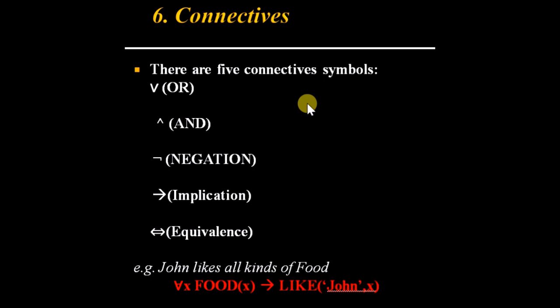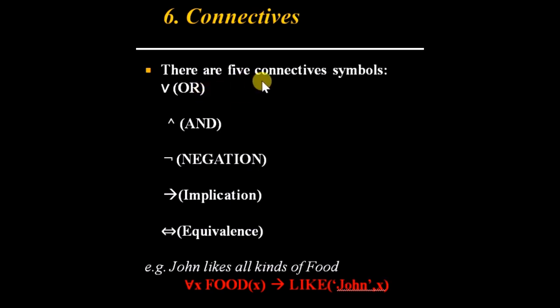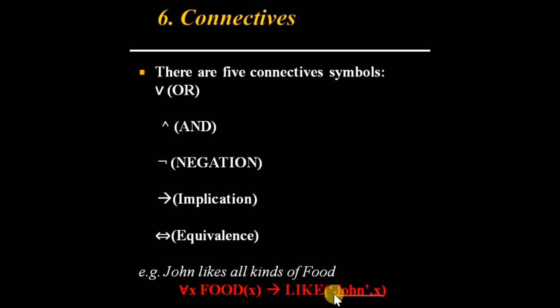Last important part of FOPL is connective. There are 5 connective symbols: or, and, negation, implication, and equivalence. All these symbols are used to connect different predicates, different knowledge. For example, John likes all kinds of food. Here you can see a sentence consists of different information, different knowledge. So this sentence can be represented as for all x, if x is a food, implies John likes x. That if x is a food, it means John will like it.